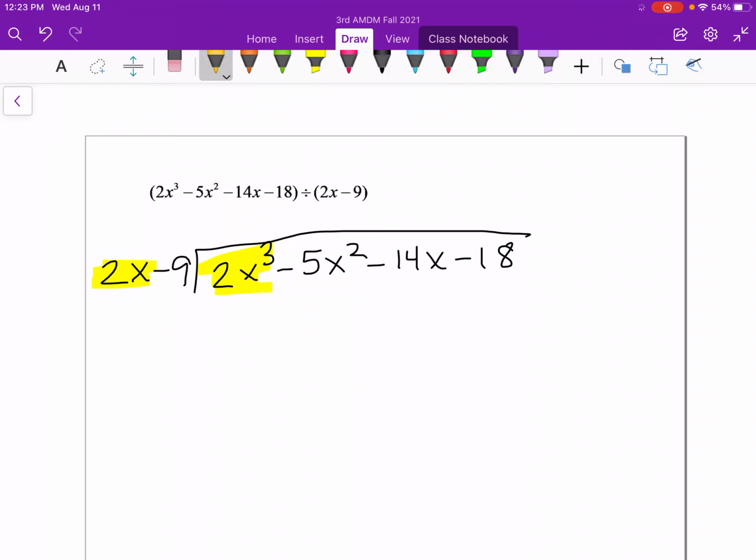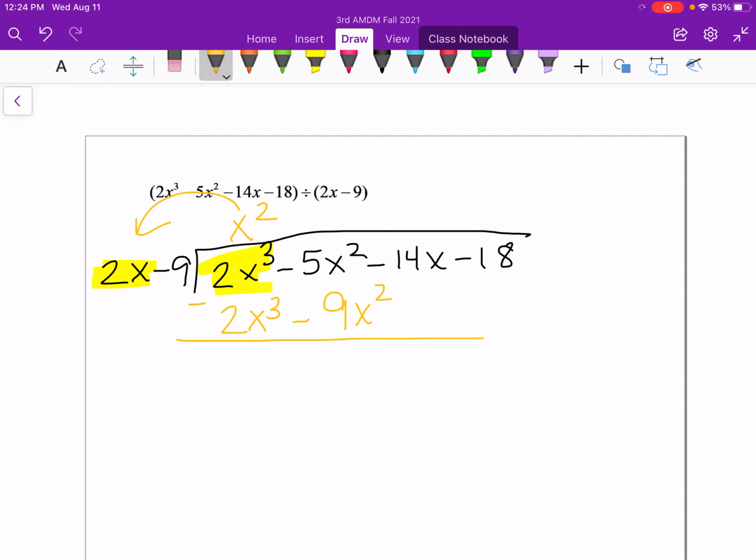So 2 divided by 2 is 1. x cubed divided by x is x squared. And then I multiply. x squared times 2x is 2x cubed, and x squared times negative 9 is negative 9x squared. And I subtract. 2x cubed minus 2x cubed is nothing.